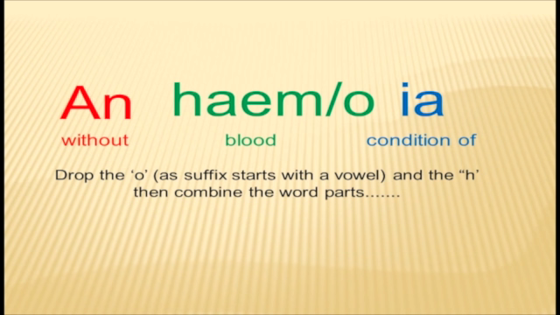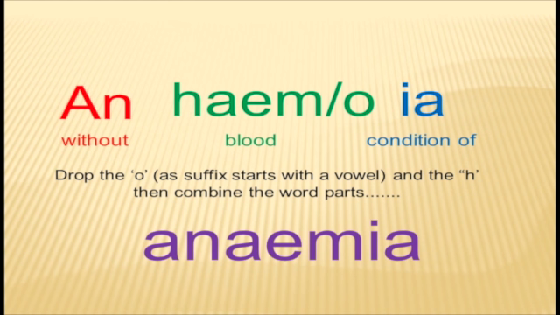One further rule we have to apply, as well as dropping the O, when the root word begins with an H, as in this instance, we drop the H also. So the word becomes anemia, a word you would all recognise, not probably thinking that it's actually three word parts put together. So anemia means the condition of being without blood, though in real terms it means the condition of being without hemoglobin in the blood.